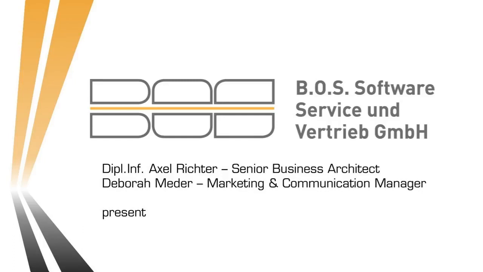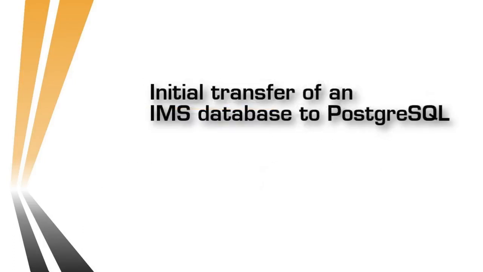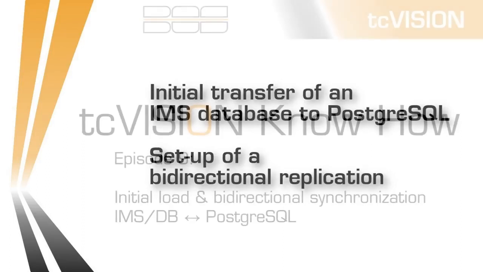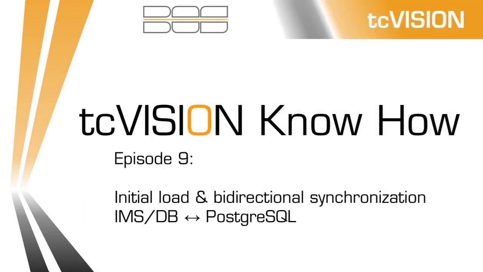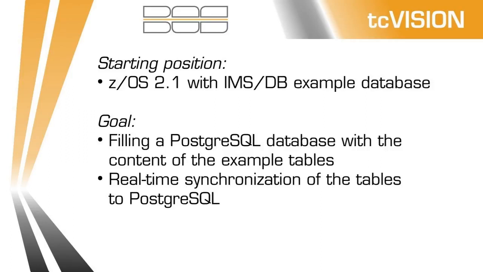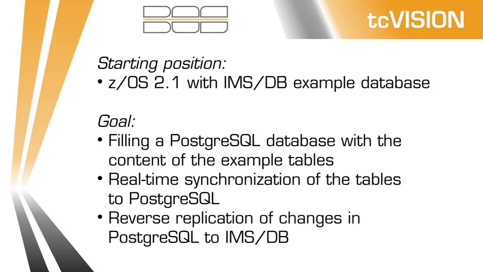Today we'll see the easy way of transferring a complete IMS database into a relational database and the setup of a bidirectional synchronization. Welcome to a new episode of tcVision Know-How. We start with an IMS sample database in COS. We will load the complete database to Postgres and set up a real-time synchronization in both directions.